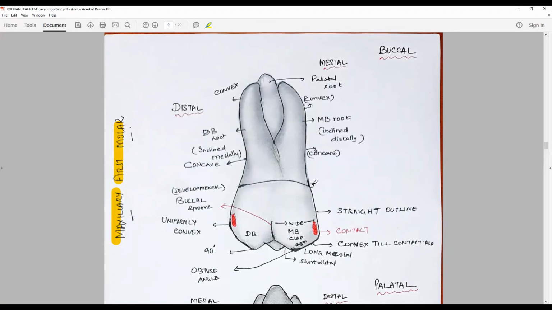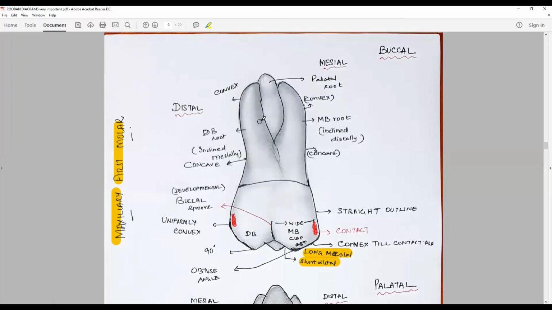So we have a straight outline till the contact area on the mesial surface, after which it's a convex surface. Short distal, long mesial arm for the wide mesiobuccal cusp, which meets at an obtuse angle. Then we have the distobuccal cusp. The mesial and distal marginal ridge of this cusp meet at 90 degrees, then uniformly convex till the cervical end, then a flattened cervical line.